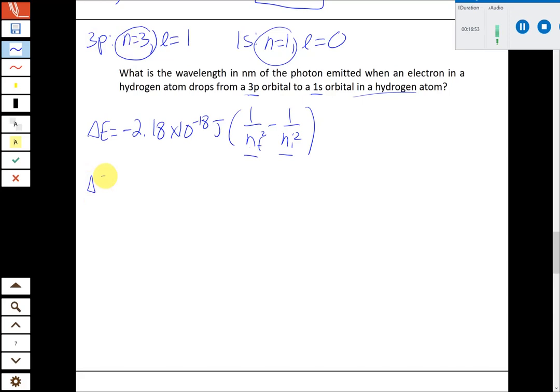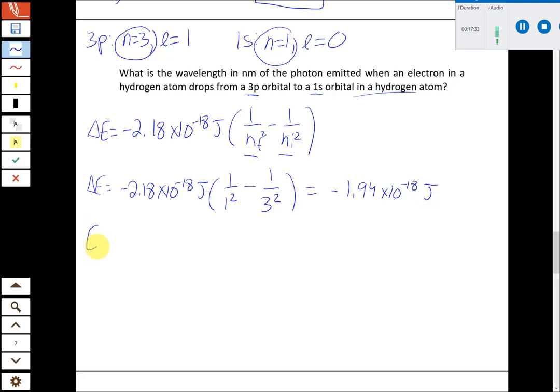So we're going to find delta E just using the values of n. Where nf is going from 3 to 1, so the final value is going to be 1. This time it's emission, so it's going from a higher value to a lower value, and then 3 is the initial value. So when we calculate this, we're going to get a delta E that's negative because we're going from higher n to lower n. And so what we get is negative 1.94 times 10 to the minus 18 joules. So that's the delta E for the electron.